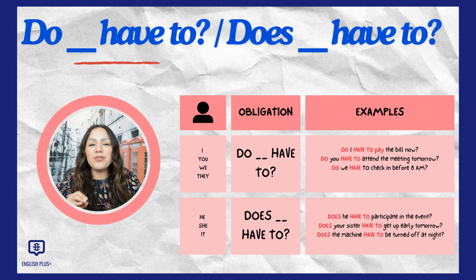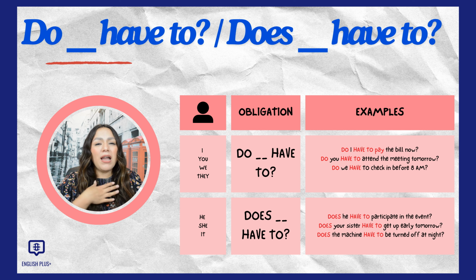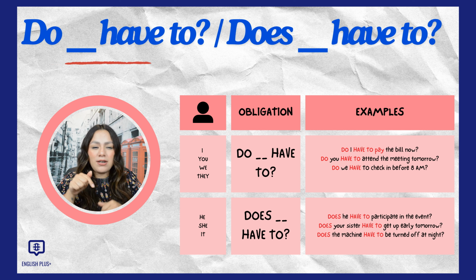Now, it's time to structure questions with the auxiliaries do and does. Remember that every time I want to structure a question, the auxiliary do or does is at the beginning of my sentence. Look at the examples. Do I have to pay the bill now? One more example. Do you have to attend the meeting tomorrow?